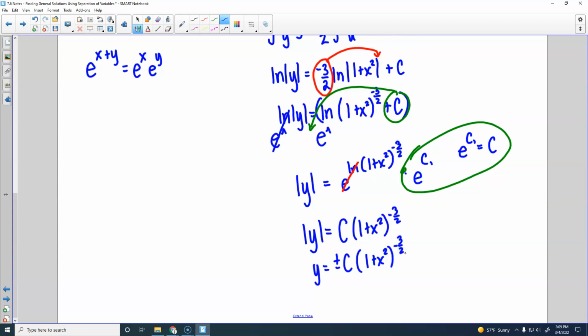But c is an unknown number. It can already be positive or negative, right? So we could just put y equals c times 1 plus x squared negative 3/2. They might write it as a root or move that negative exponent to the bottom. They can do all those things. And the root would just be like that.